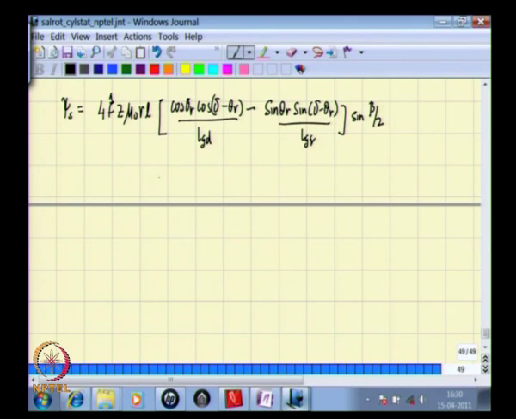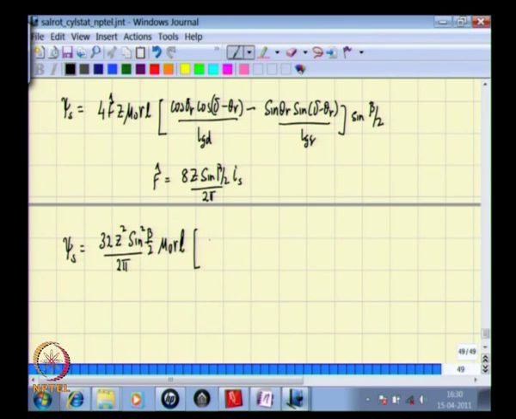And now let us expand this f hat, we know that f hat is equal to 8 times z sin beta by 2 into is divided by 2 pi. So if we substitute this expression for f hat, then what you get is psi s is equal to 32 times z square sin square beta by 2 divided by 2 pi into mu naught r into l multiplied by cos of theta r cos delta minus theta r by Lg d minus sin theta r sin of delta minus theta r divided by Lg q multiplied by is.